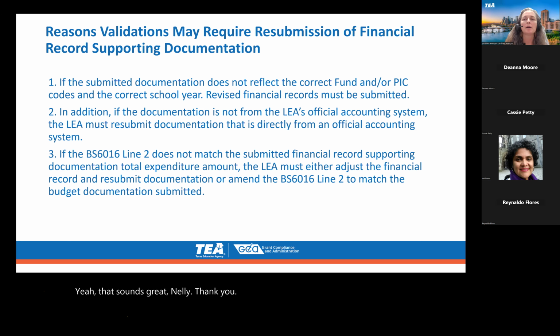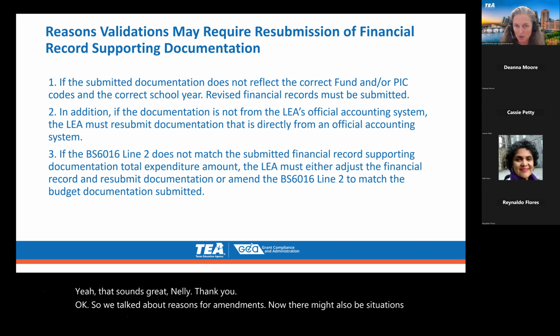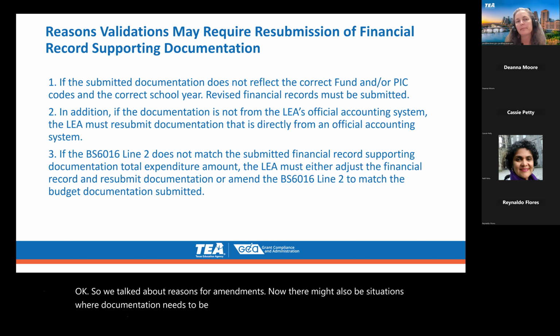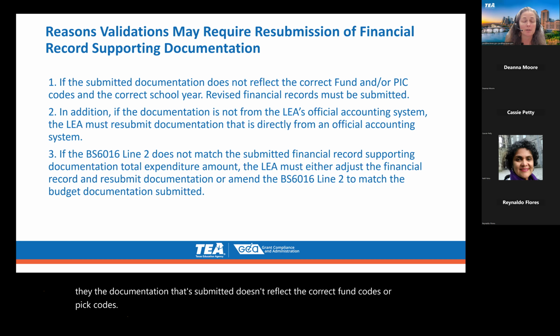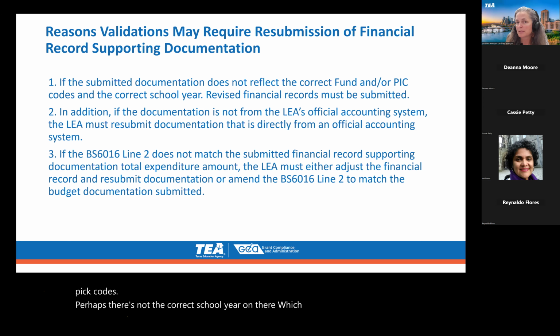Okay, so we talked about reasons for amendments. Now, there might also be situations where documentation needs to be resubmitted. One of the scenarios would be if the documentation that's submitted doesn't reflect the correct fund codes or PIC codes. Perhaps there's not the correct school year on there, which happened a few times last validation season. In that case, we would just ask you for a revised financial record.